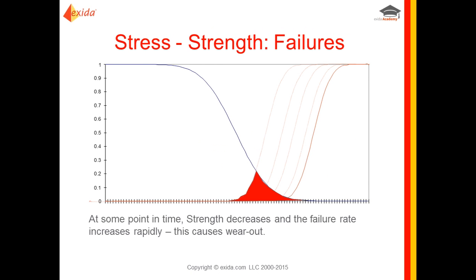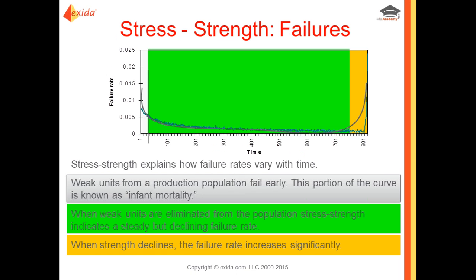So it would be great if strong products operated forever, but that's not necessarily the case. Unfortunately, strength tends to decrease with operating time. So at some point in time, strength is going to decrease rapidly, and the failure rate is going to increase rapidly. And at that point of time where the strength is rapidly decreasing, we call that wear out. And once again, you can see that in the little red triangle.